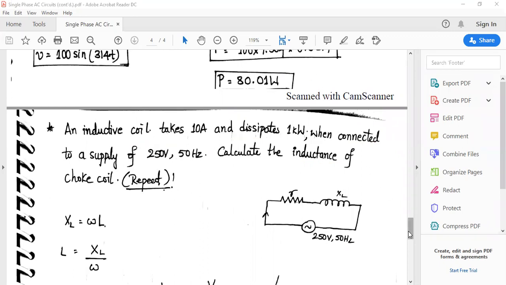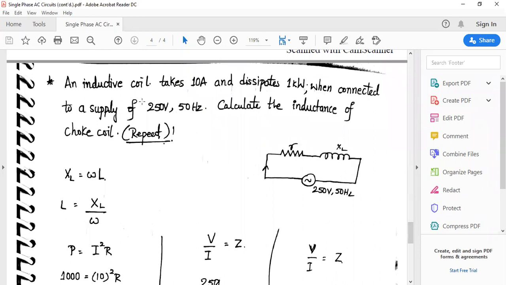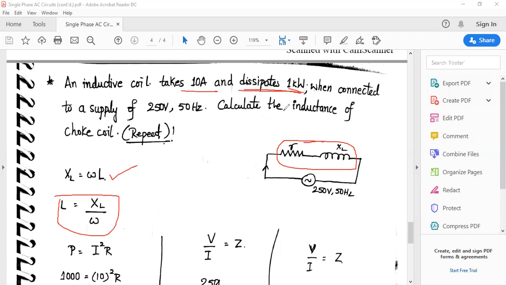You have to write the circuit as an inductive coil. Generally, an inductive coil is nothing but a small value of resistance with a higher value of inductance. So XL can be calculated as omega into L, and you can calculate L as XL divided by omega. The problem states that it takes a current of 10 amperes and dissipates 1 kilowatt, which is 1000 watts.